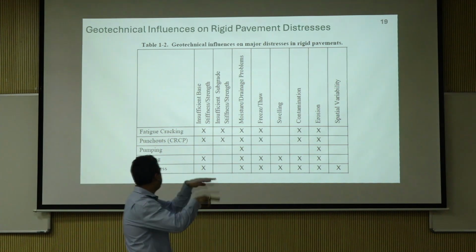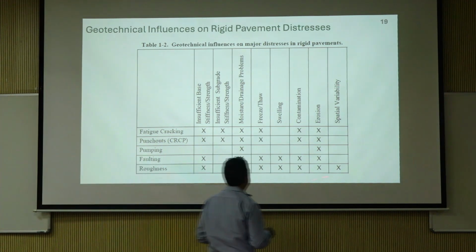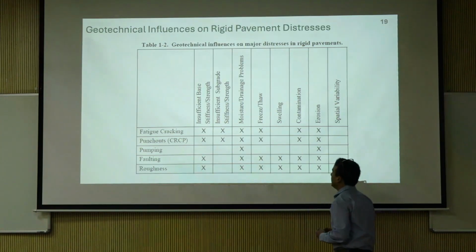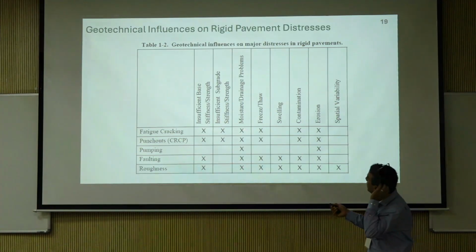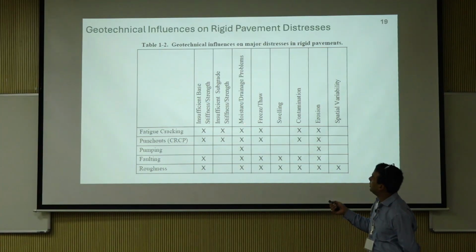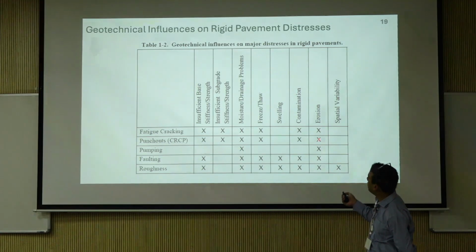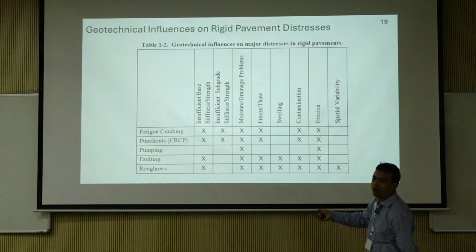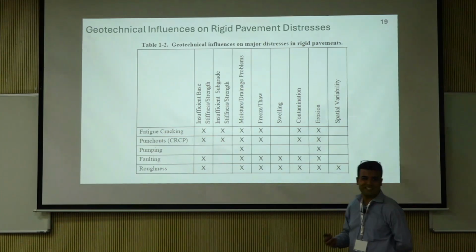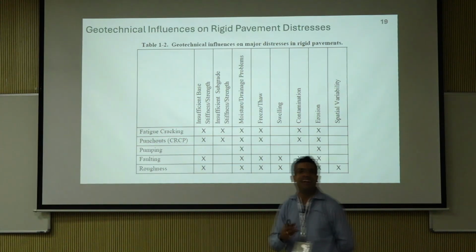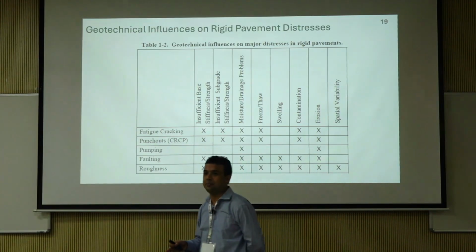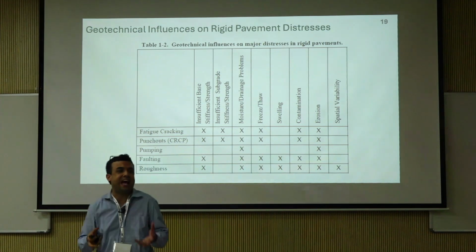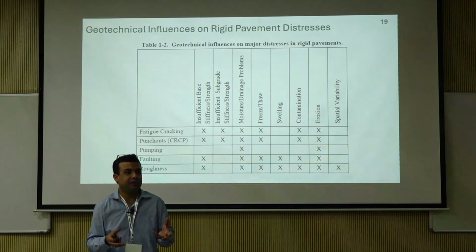Faulting, which is the elevation difference between the slabs. Roughness and whatnot, all of that. So if you see here, even in the rigid pavement, moisture and erosion are basically the two that have all excess. If you go into the subgrade strength, see how it doesn't have all excess? That's because several of the rigid pavement distresses you can get by with weak subgrade. It's because the slab carries most of the load, right?